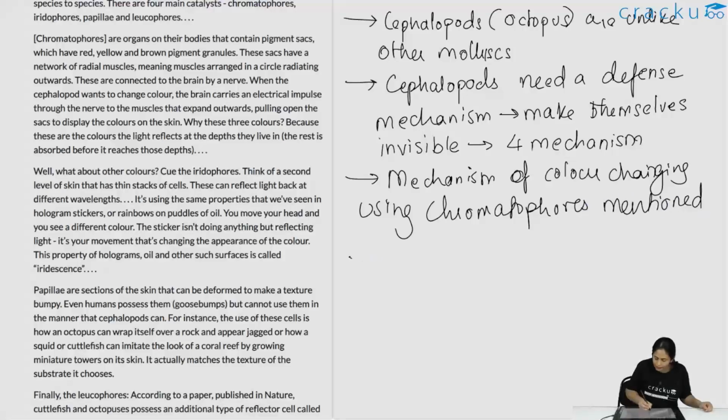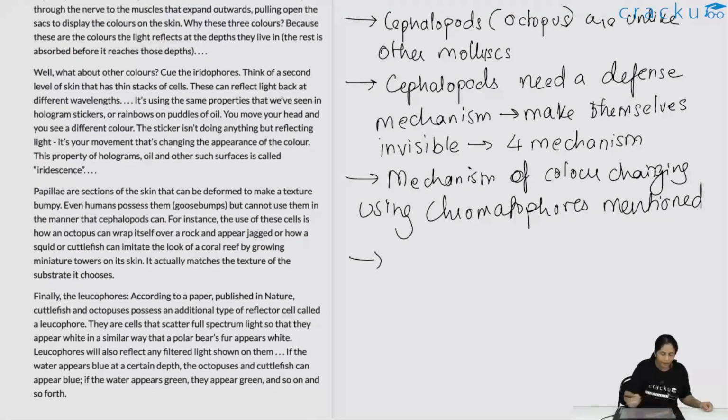Now let's take a look at the next paragraph. Well, what about other colors? Cue the iridophores. Think of a second level of skin that has a thin stack of cells. These can reflect light back at different wavelengths. It's using the same properties that we have seen in hologram stickers or rainbows on puddles of oil. You move your head and you see a different color. The sticker isn't doing anything but reflecting light. It's your movement that changes the appearance of the color. This property of holograms, oil and other such surfaces is called iridescence.